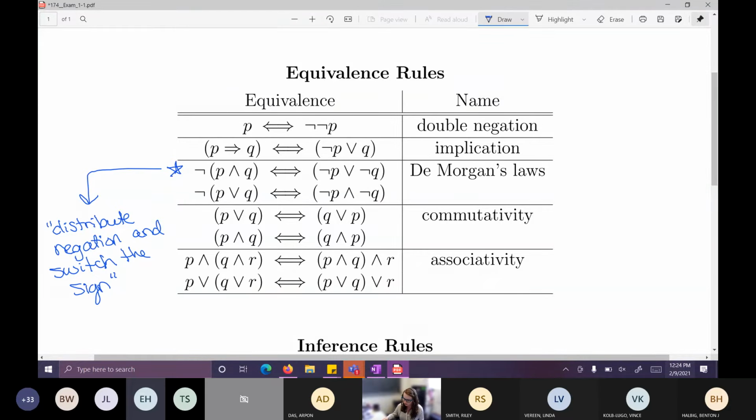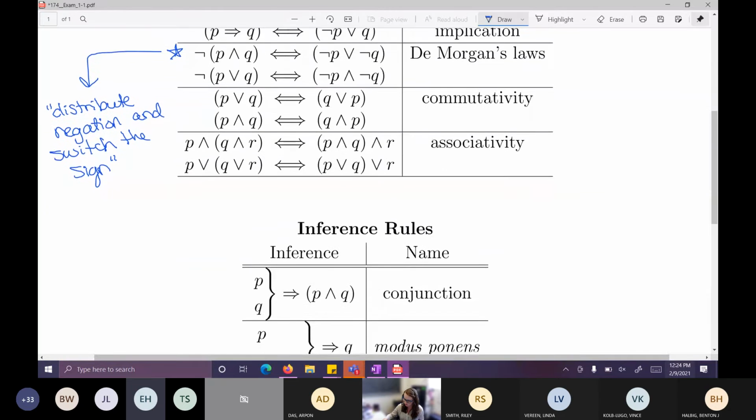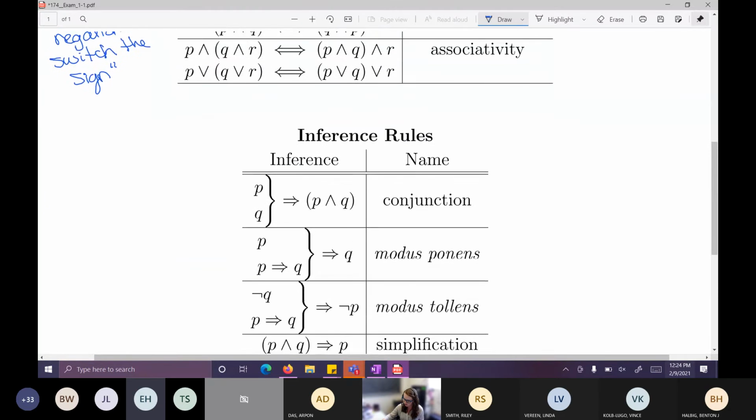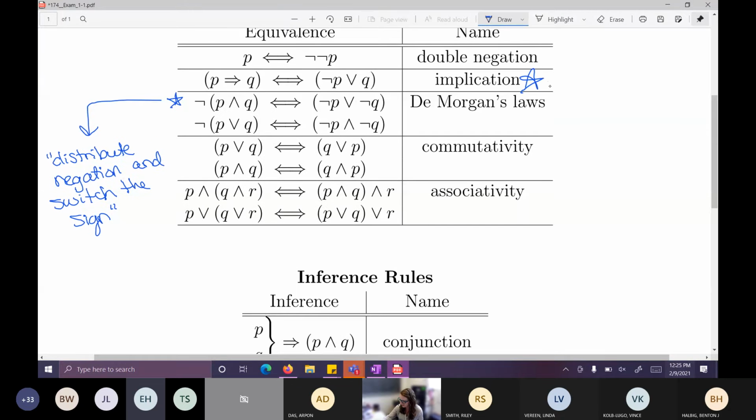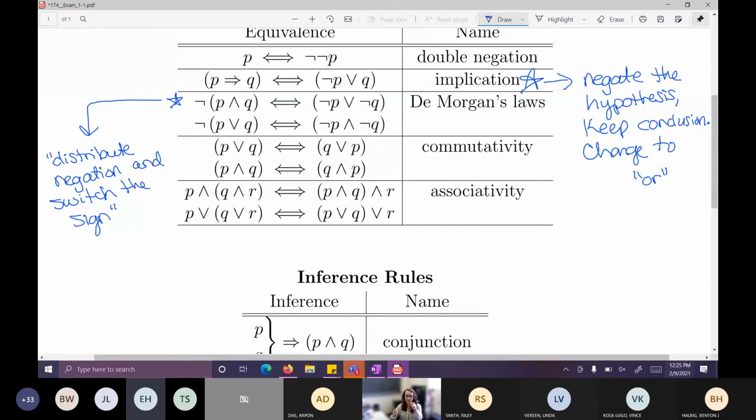Whereas with implication, say we had the implication and we were going to the other form, we essentially negate the hypothesis, keep the conclusion, and change to or.